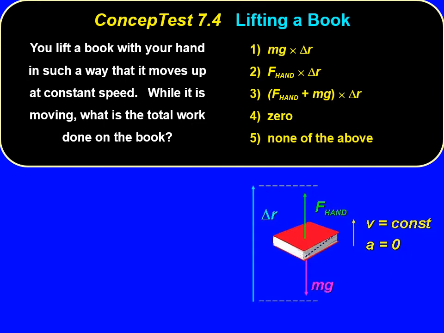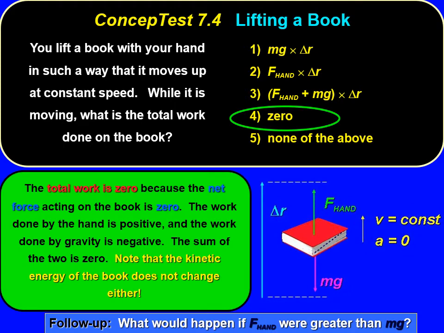All right. You lift a book with your hand in such a way that it moves up at a constant speed. While it is moving, what is the total work done on the book? Think about it. And the answer, of course, is 0. Why? Because the velocity is constant, right?